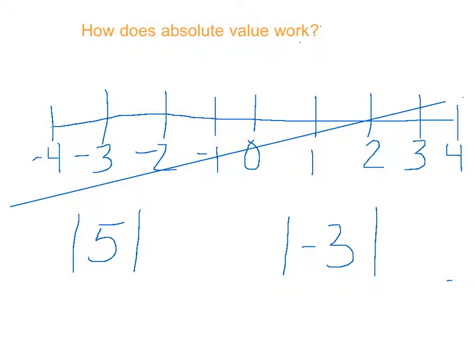So how does absolute value work? Well, absolute value can work 2 ways. You can look at an integer and it will tell you how far from 0 it is. For example, 5 is 5 spaces away from 0 on a number line.